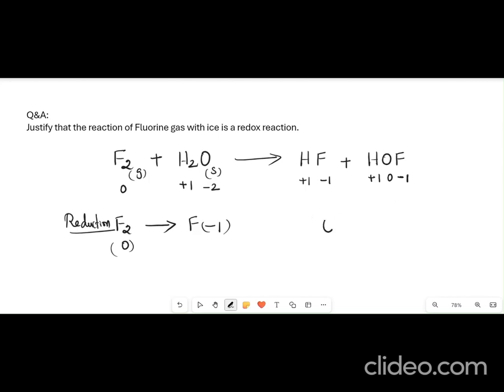But what has happened to oxygen? Oxygen in the minus 2 oxidation state has gone to oxygen with zero oxidation state. That means oxidation of oxygen has taken place. So in this reaction, reduction is also there, oxidation is also there. So yes, this is a redox reaction. We can tell this, it is a redox reaction.